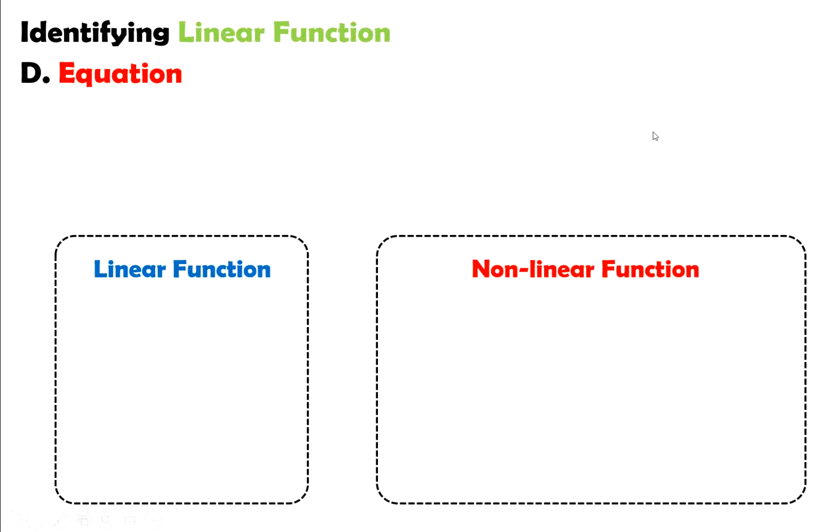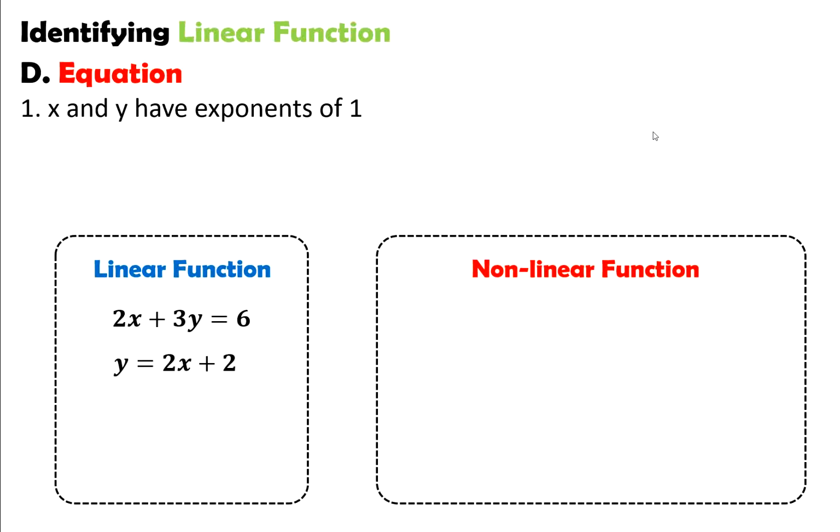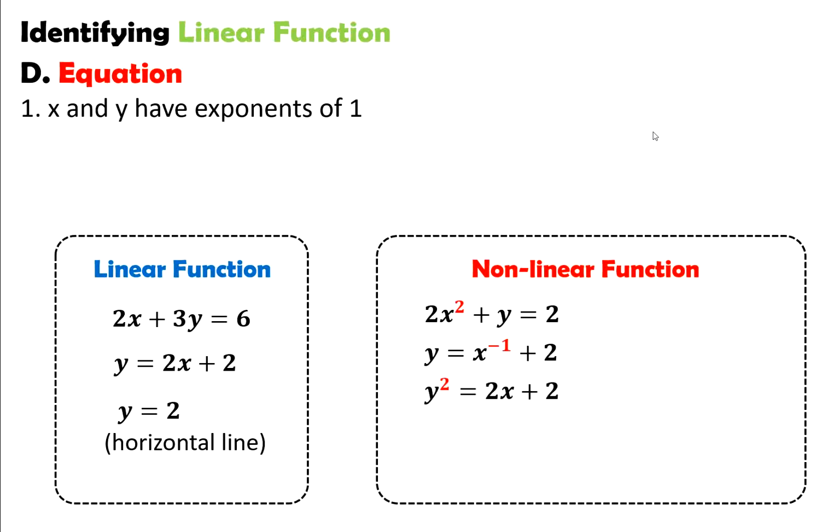How do we determine kung yung ating equation ay linear function? Unang-una, kailangan yung x and y exponent natin ay raised to 1. Ang example nito ay 2x plus 3y is equal to 6, y is equal to 2x plus 2. Or, y is equal to 2. Actually, itong y is equal to 2, ang itsura ng graph natin ito ay horizontal line. So, this is a linear function. Now, ito naman yung mga hindi linear function. So, ang exponent niya, naka-raised to 2, raised to negative 1, tapos raised to 2 yung y. So, this is not a linear function.